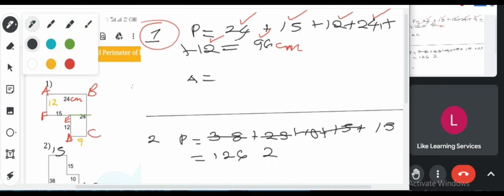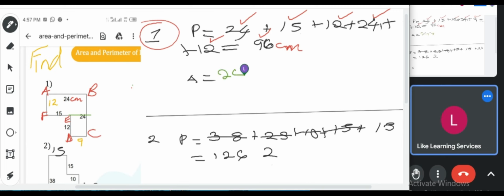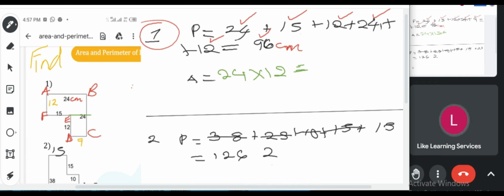Write it in green, please. 24 times 12 should give you what? 12 times 12 is 144. Another 144. 144 plus 144 gives you 288. Wait. 144 plus 144 plus 144. That's 24 times 12.